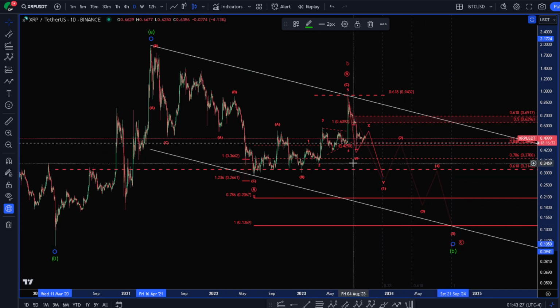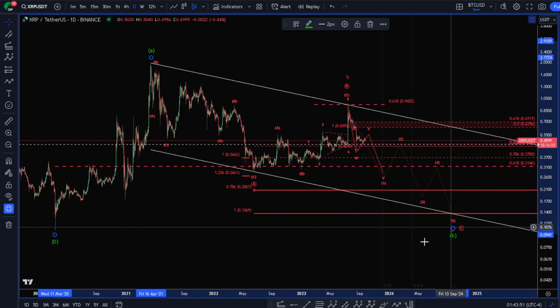First of all, this is a complex correction here for our wave one. Not an ABC because we didn't get an impulse here as our first wave of the ending diagonal. Now, there's a couple options on the table at the moment, but the eventual target is 13.69 cents based on this wave count, which is my primary count at the moment.